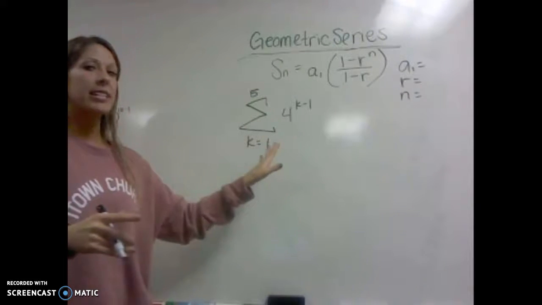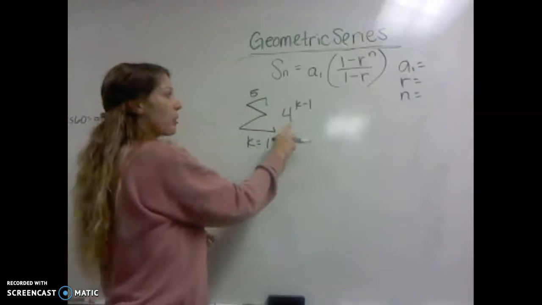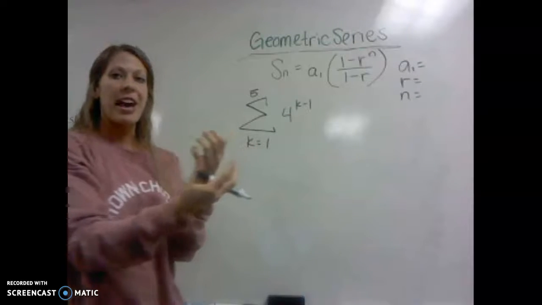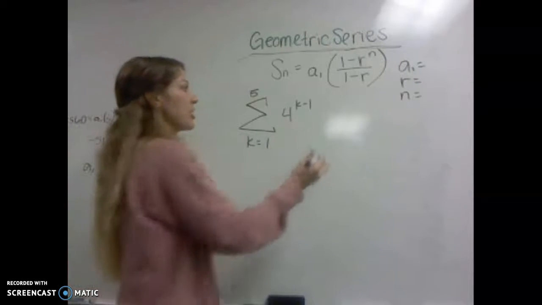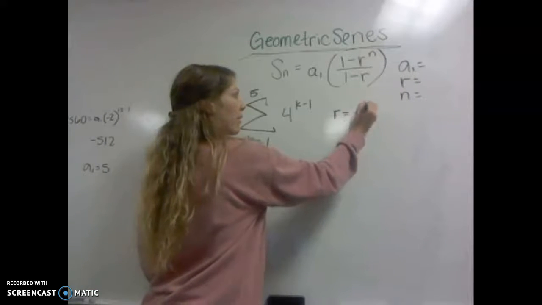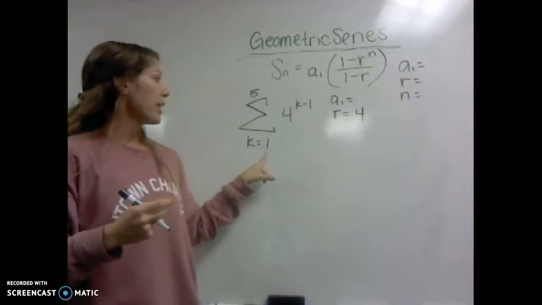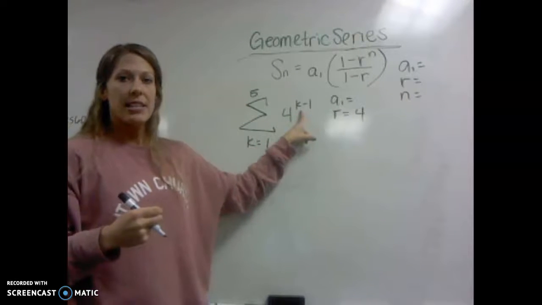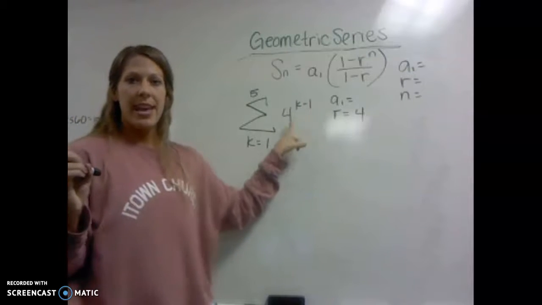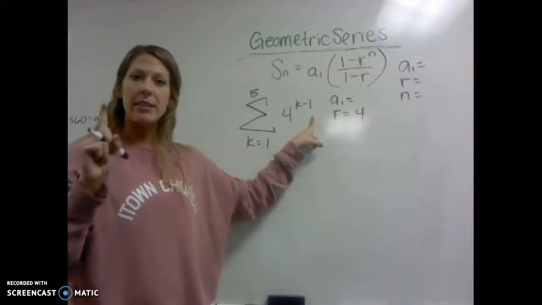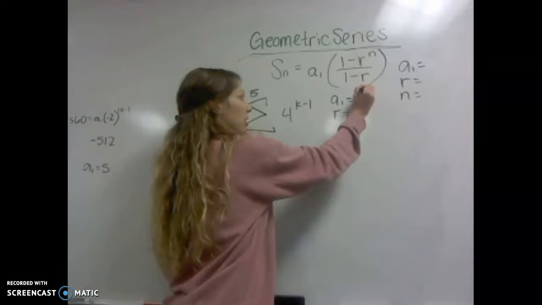So let's look at this first example. If you're not sure what the common ratio is, it's always the thing being raised to the exponent. So it's our base. In this case, our common ratio is 4. To find the first term, we just plug a 1 into the formula. If I plug in a 1, 1 minus 1 is 0, and 4 to the 0 power is 1. Anything to the 0 power is 1. So our first term is 1.